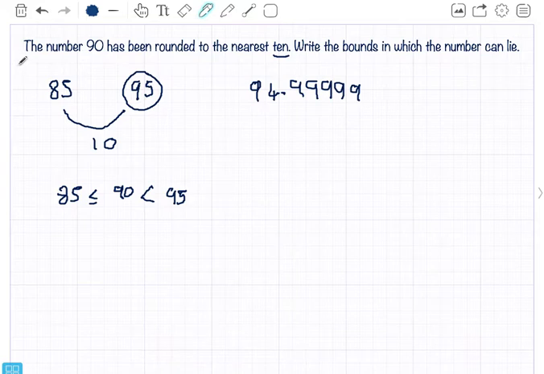Now, a quick way to do this is to just take the number 10, because that's what it's rounded to, divided by 2 gives me 5. And notice that this is 90, take away 5, and 90, add 5 in this inequality. So we're going to do a couple of others, and we're going to use this method. So we're going to look for what it's rounded to, divide by 2, and add and take away from this number.